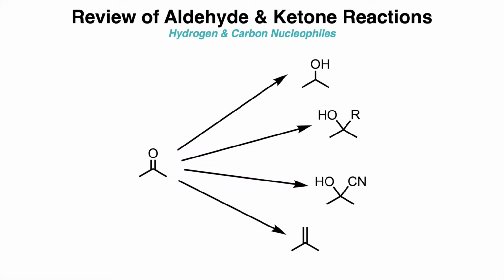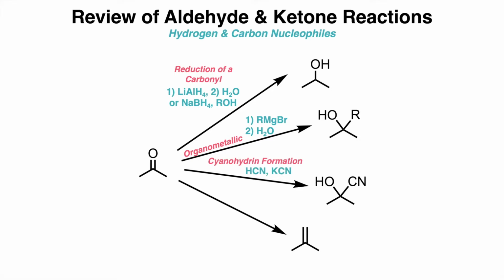Now going on to hydrogen and carbon nucleophiles that could attack aldehydes or ketones, the carbonyl could be reduced using lithium aluminum hydride in the first step and water in the second step. Or sodium borohydride with an alcohol could be used. If there is an increase in carbon count, an organometallic reagent like Grignard or organolithium could be used. To add a cyano group, you could use HCN and KCN to add a nitrile group. And lastly, Wittig reactions can be performed to change a ketone or aldehyde into an alkene.